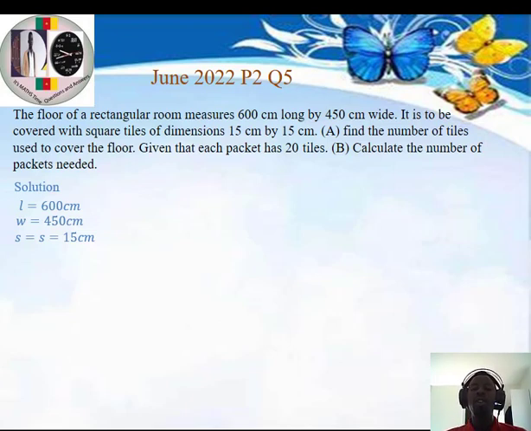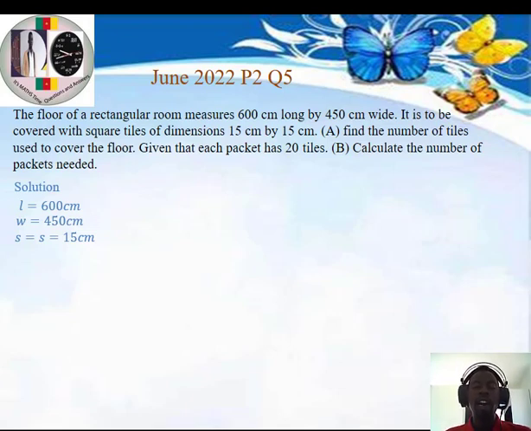Let's understand the question. If we have a room, we need to know the area of the room. We need to know the area of each tile, and then we need to calculate how many tiles we need in that room. So the first thing to do is to calculate the area of the room and the area of the tiles. The area covered by the room must be equal to the number of tiles times the area covered by one tile.